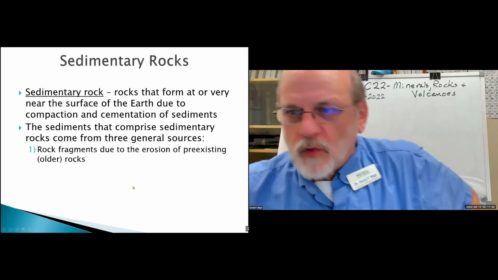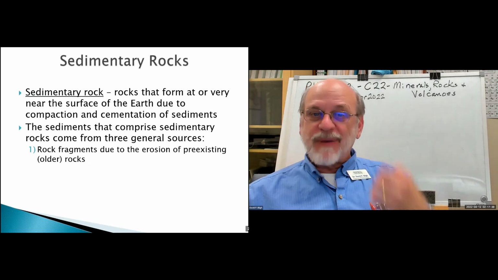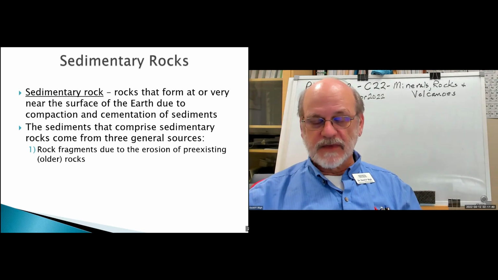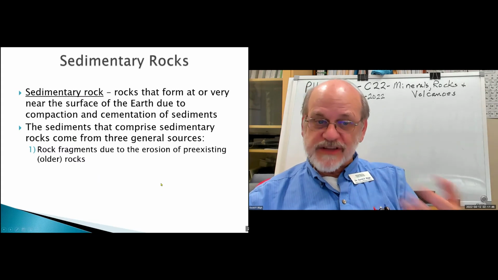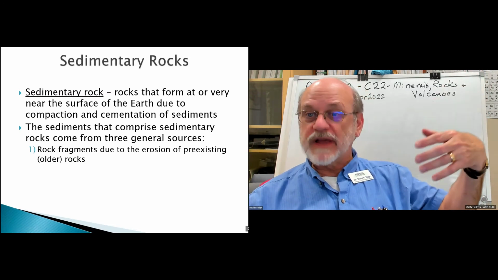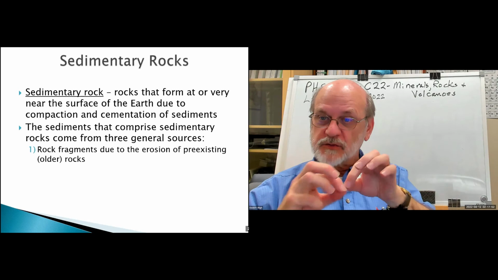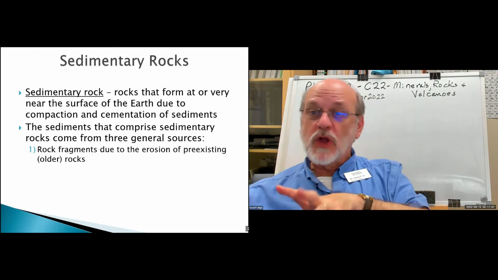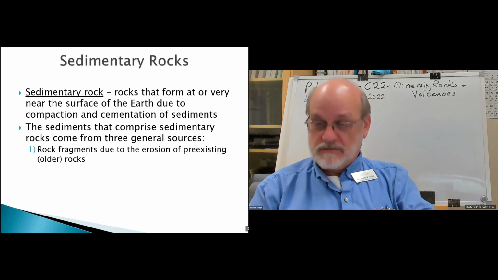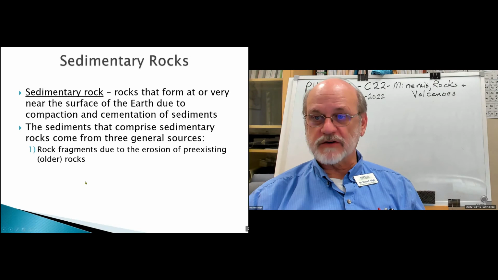Okay, so what are the sources of these particles that are compacted and cemented together? They can be rock fragments, right? You can erode pre-existing rocks at the surface. The wind and water can strip away small particles and then blow them away or wash them away to a new location and settle out again to start forming a new sedimentary rock.